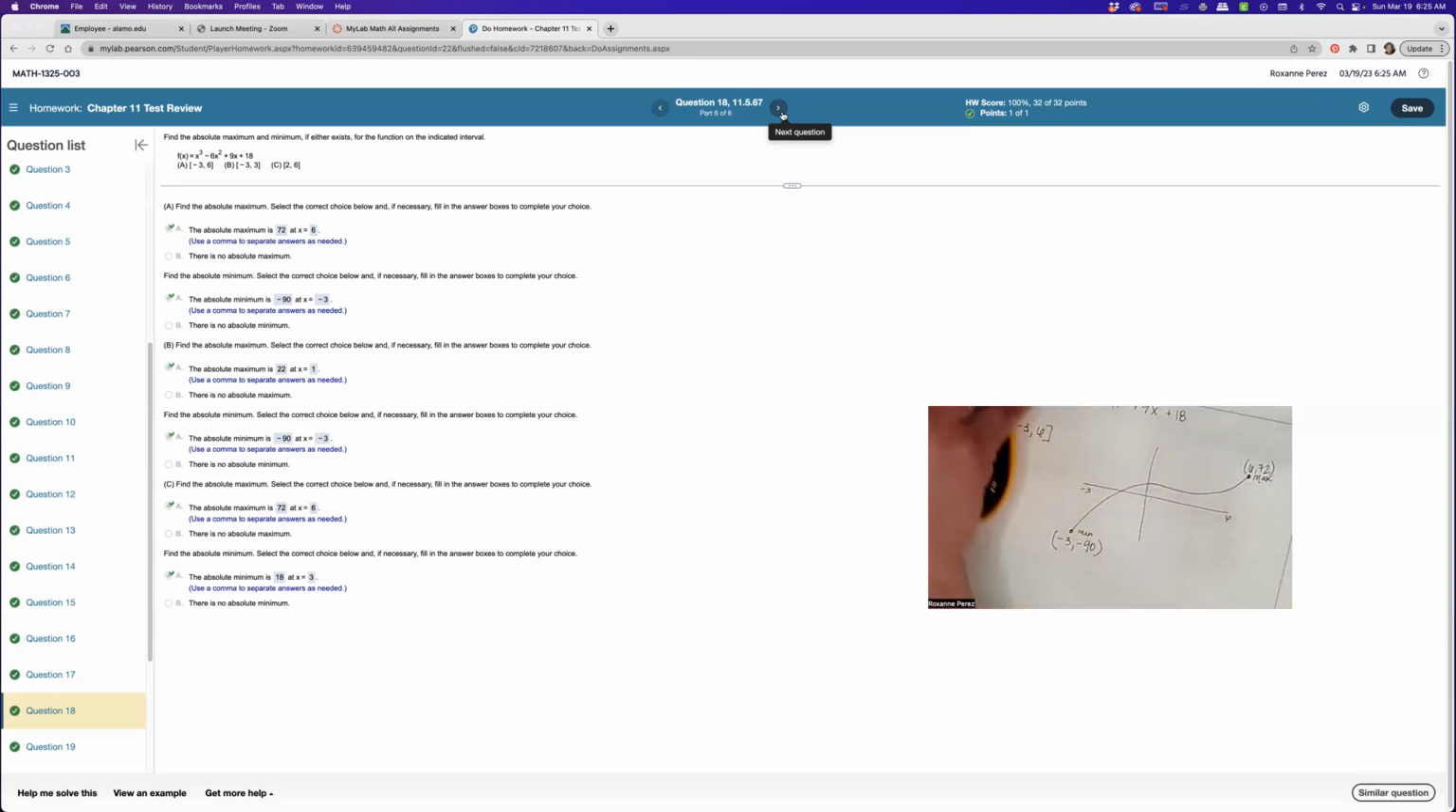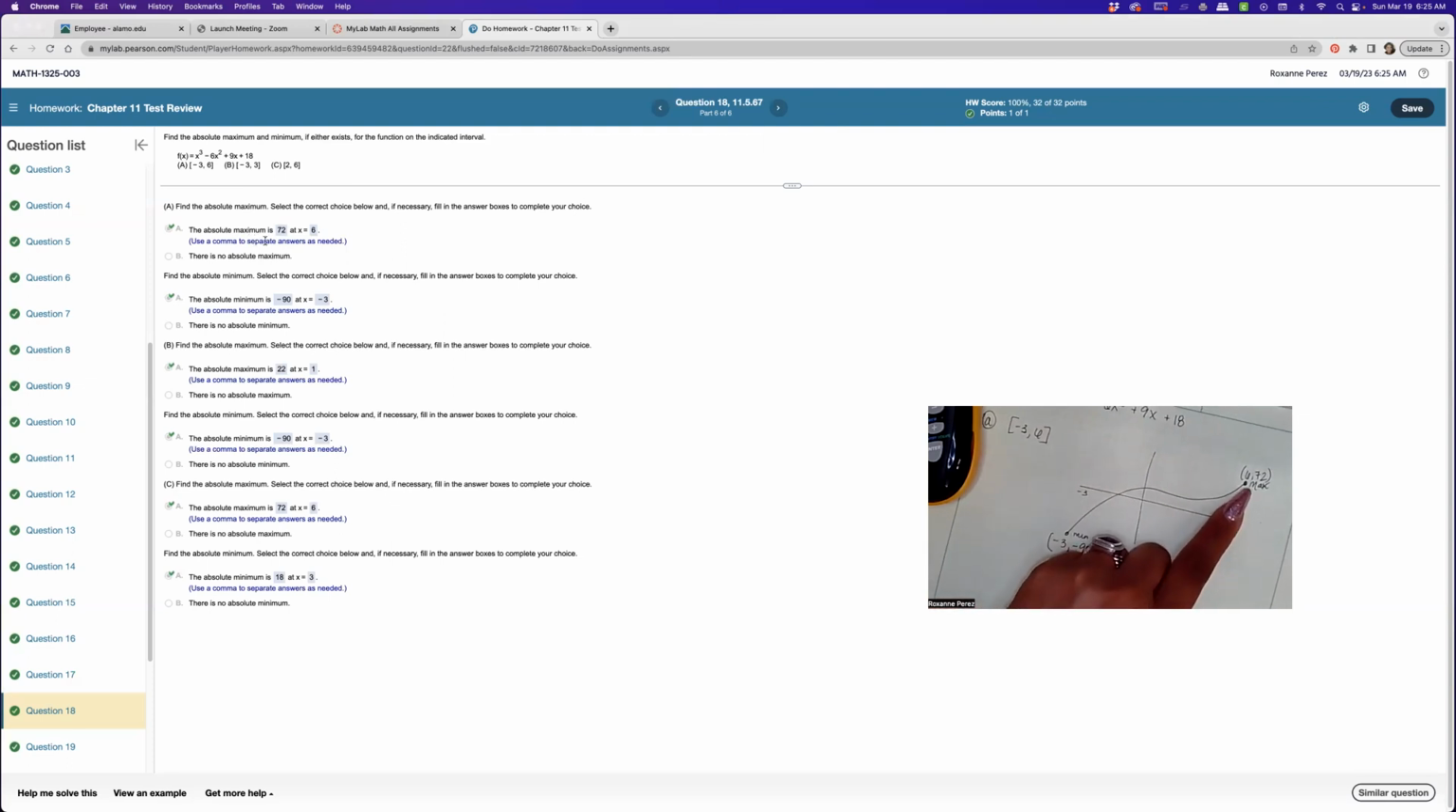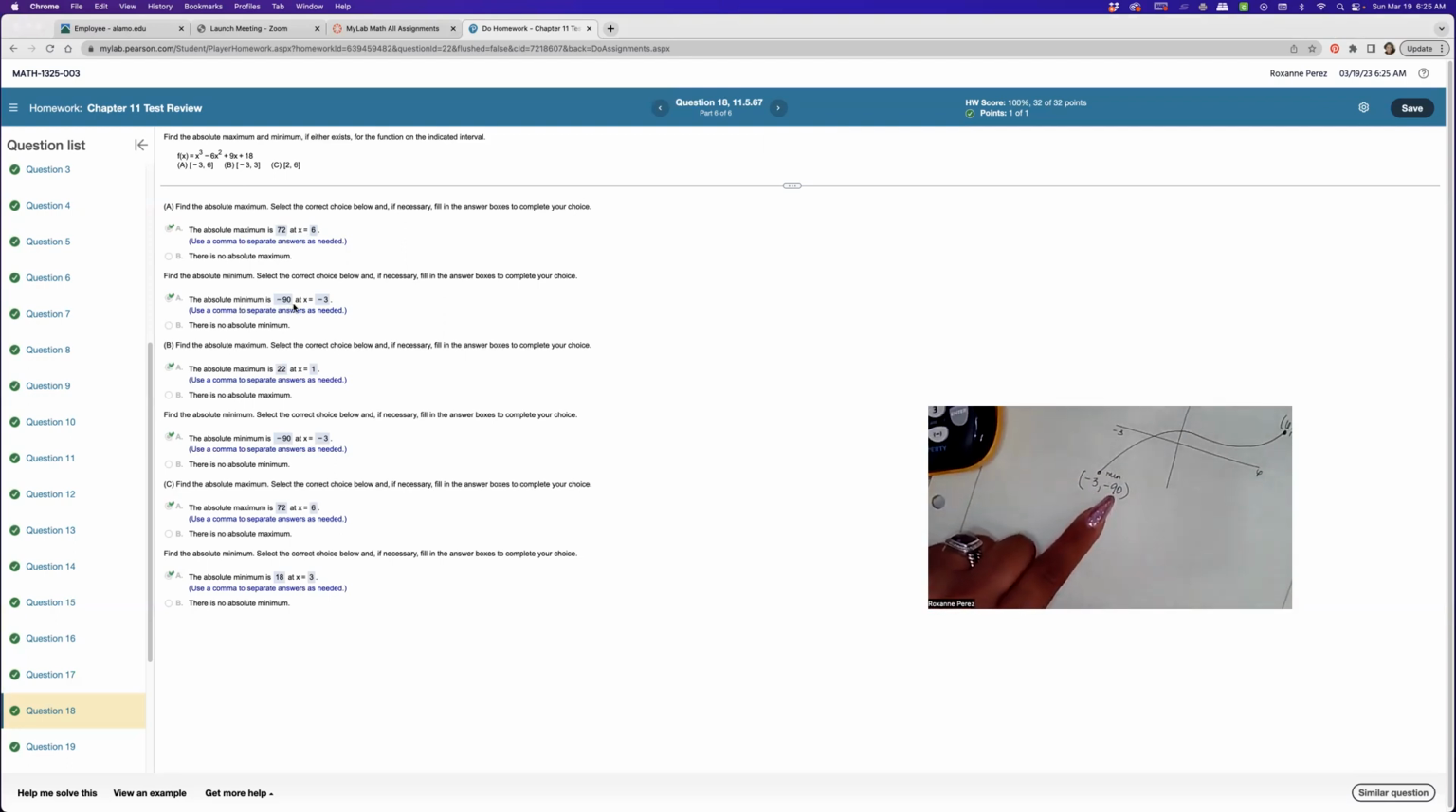Okay? So part A, the absolute maximum is 72 at x equals 6. The absolute minimum is negative 90 at x equals negative 3 over the domain from negative 3 to 6. Okay, so that's part A. We're good. Now let's move on to part B. They're going to change our domain. So now we're evaluating from negative 3 to 3.